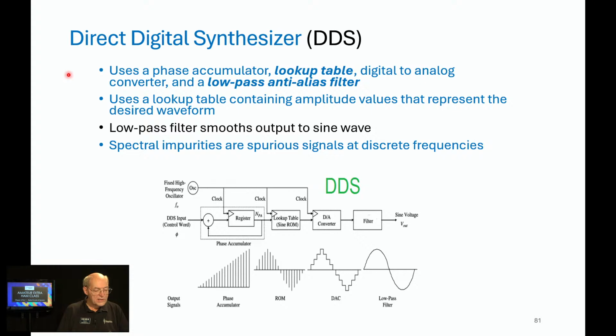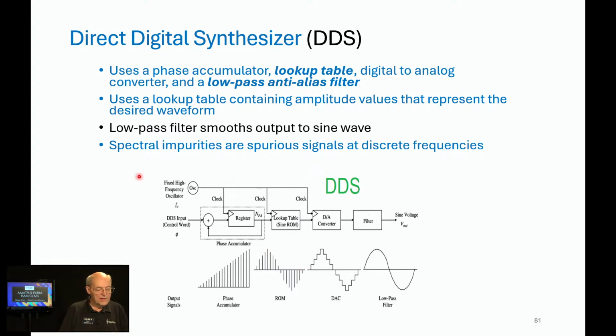So what does it use? It uses a phase accumulator and a lookup table. The purpose of the lookup table, we'll see down below, a digital to analog converter and a low-pass anti-alias filter. For our purpose, just think of it as a filter. We'll talk about anti-aliasing filters extensively next week. It uses the lookup table containing the amplitude values that represent the desired waveform. So it's putting out pulses, and then it goes to a lookup table and makes something that looks like a sine wave.